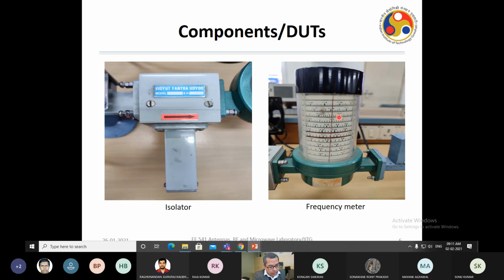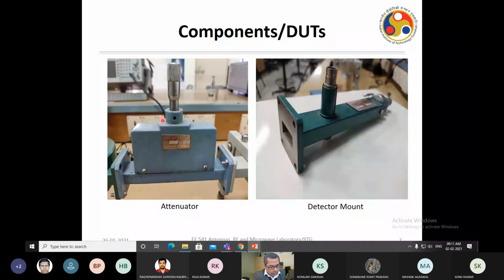Then you have the attenuator. Basically, the signal which is coming out from the microwave source, you want to attenuate it as much as possible so that this detector mount actually works in a proper region. We want to use square law, so we want to make sure that this detector is working in the square law region, so that we should not have very high signal power. So we want to attenuate it. That's the purpose of this attenuator. It will attenuate the signal so that this detector is working in a proper region.